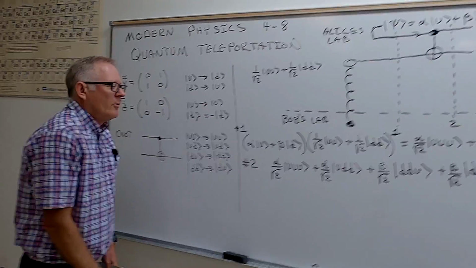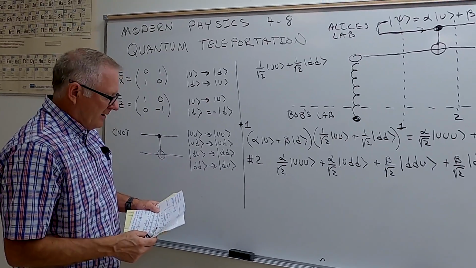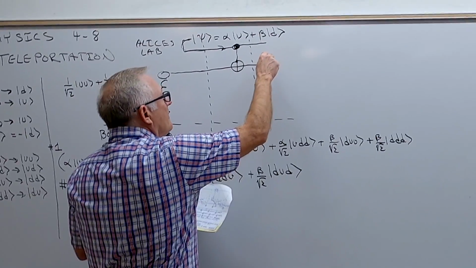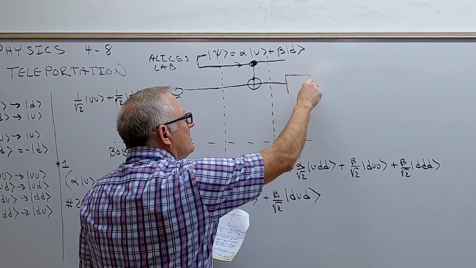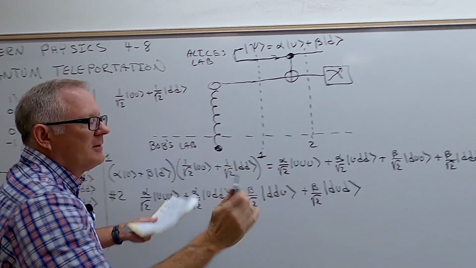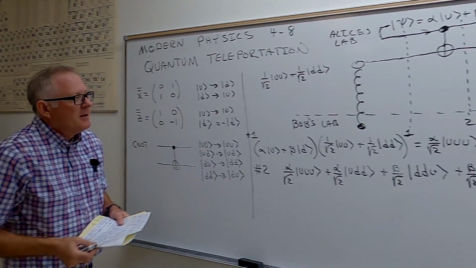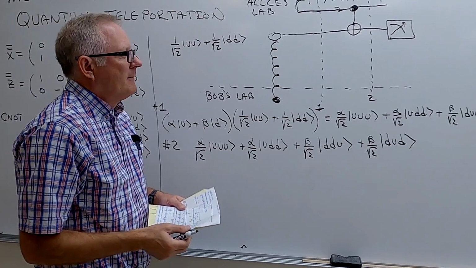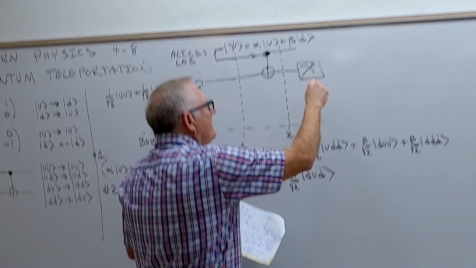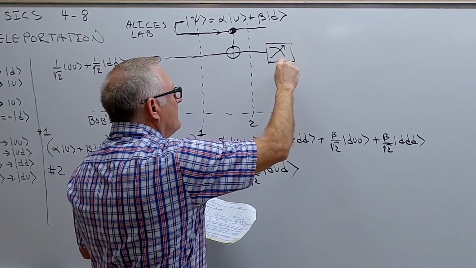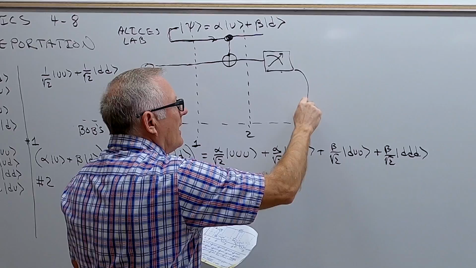Okay, so now we're at number 2 right here. Now, Alice is going to measure this one right here. Maybe I'll draw it like this, a little needle or something. She's going to measure it right there, either up or down. And then, when she measures it, she gets on the phone and she calls Bob. So after you measure it, then you call Bob.